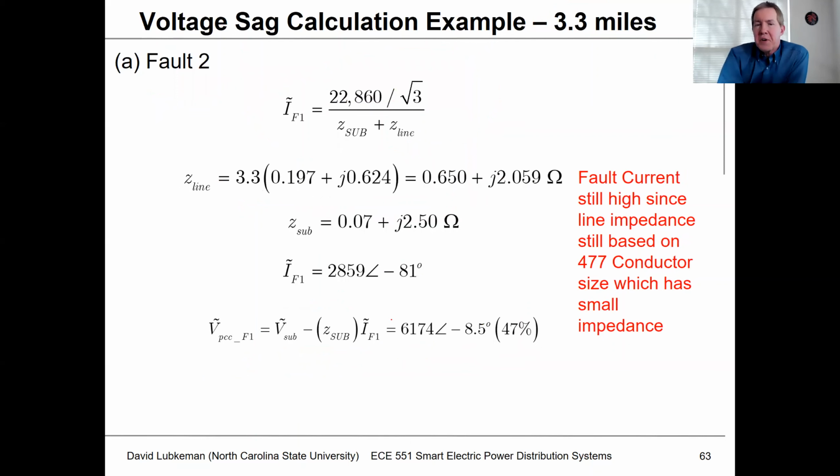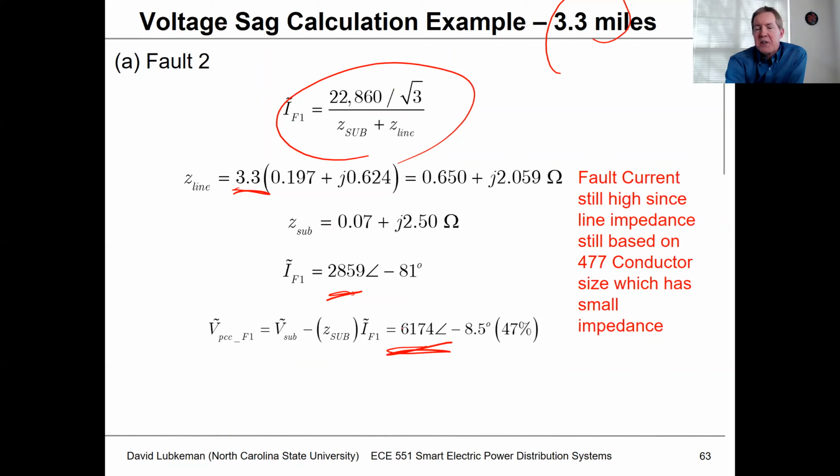Now, if I look at fault location 2, which is further out, then I just simply have more line impedance. And so I redo this calculation with this new line impedance, and this gives me the fault current of 2,859. At the substation, I see 6,174 volts. And so this is only 47% of nominal. So the farther away I am from the substation, the smaller the fault current, the less stuff I have across the substation source model, I get less sag the farther away the fault is.